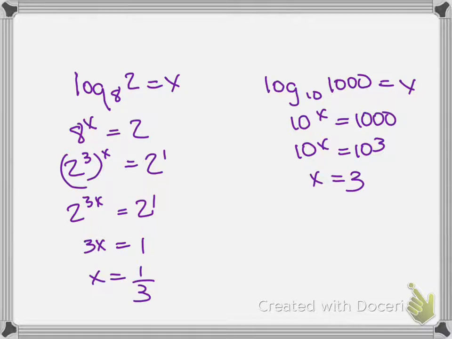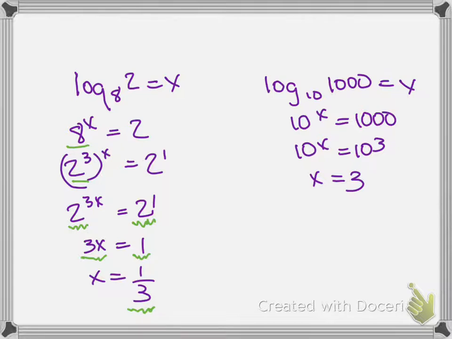Let's do another one. Now we have log base 8 of 2 is equal to x. So I want to know what 8 to the x power is equal to 2. Now I can rewrite 8 as 2 to the 3rd. I have 2 to the 3x is equal to 2 to the 1st. Since my bases are the same, then my exponents have to be equal, and I just solve for x.